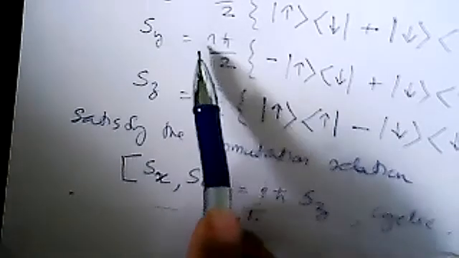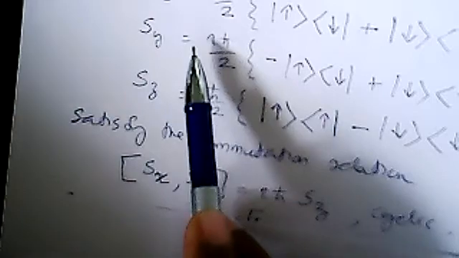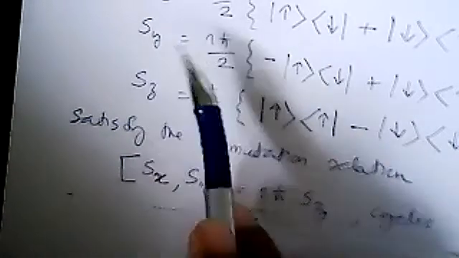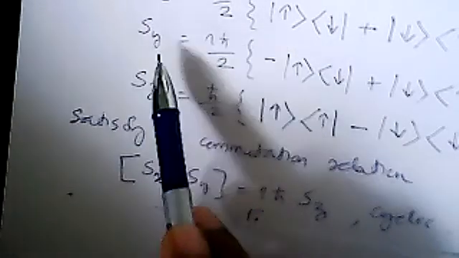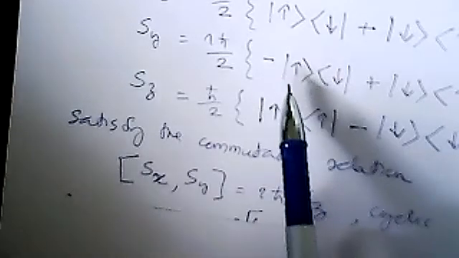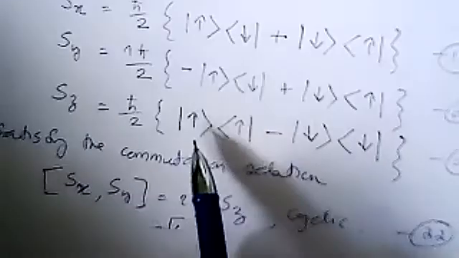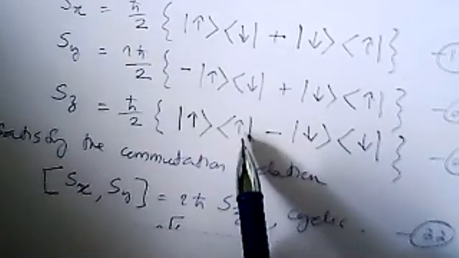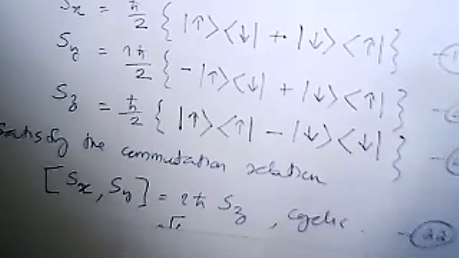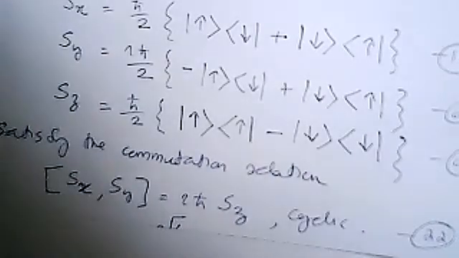Then Sy you can choose as iħ/2, there is a complex i, similar to our Pauli spin matrices, where the y component has this complex number. Sy = iħ/2 (−|↑⟩⟨↓| + |↓⟩⟨↑|). Then Sz = ħ/2 (|↑⟩⟨↑| − |↓⟩⟨↓|). I have to actually say ket and bra.